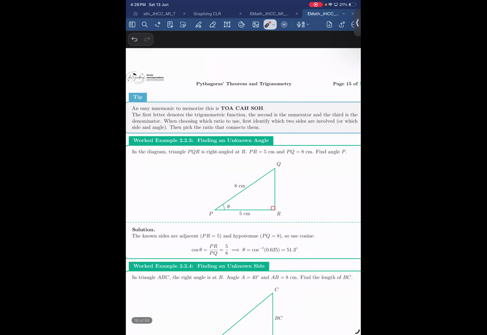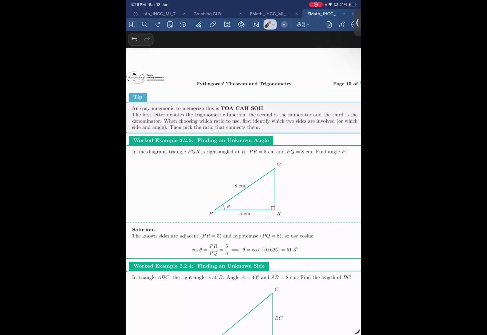So how do we decide which of these three to use: sine, cosine or tangent? What you should do is look at your angle first. You find your angle, then you look at what sides are given. So for this example, your angle here is theta. What sides are you given? With respect to theta, this is adjacent, and this is hypotenuse. So you have adjacent and hypotenuse.